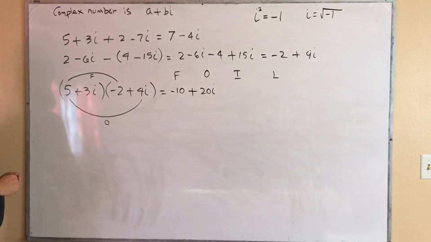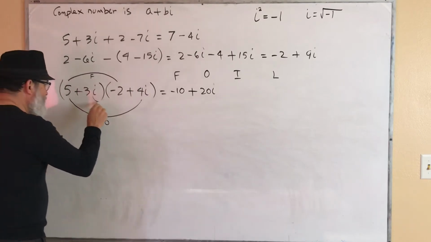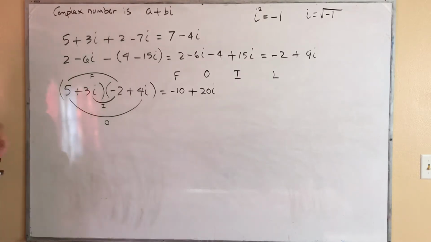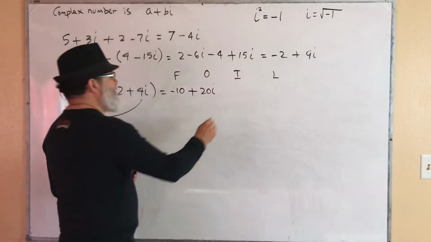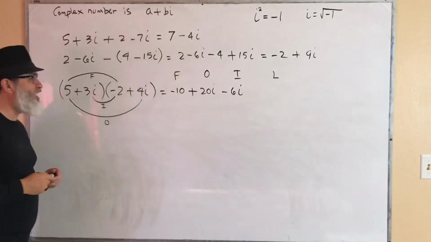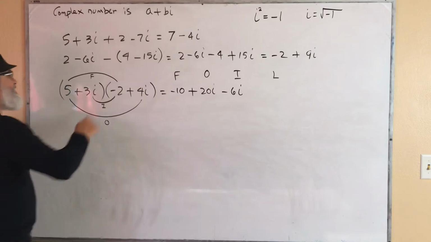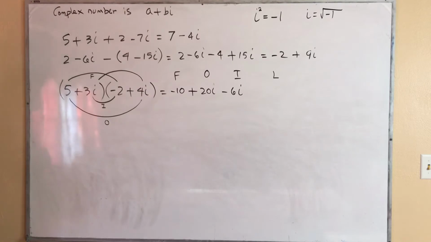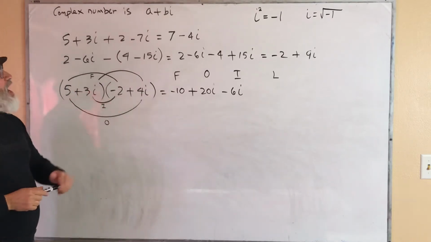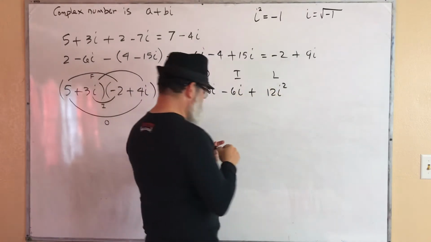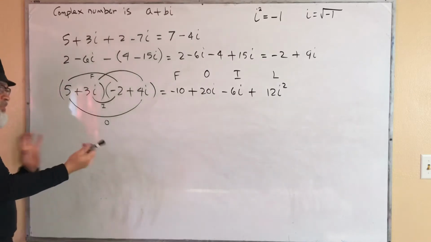Okay, outer. How about inner? This is inner, right there. I for inner. 3i times -2 is what? -6i. That's inner. Look, FOIL. And last. This is last, right there. What's 3i times 4i? Plus 12i squared.